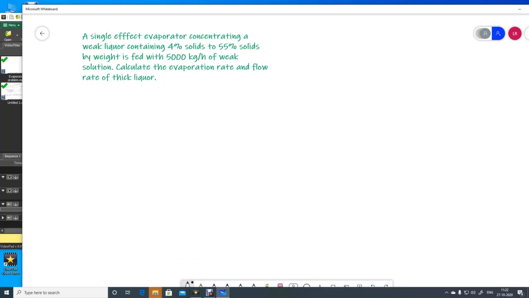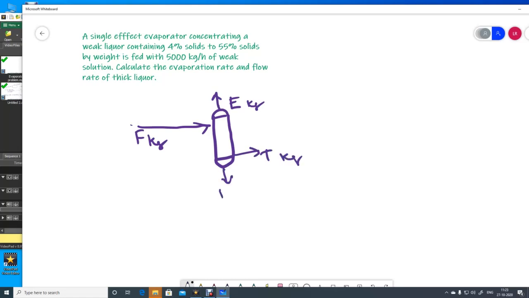We have a feed stream. We have evaporate E kg. Let feed be F kg. We have mother liquor or thick liquor T kg, and if there is any precipitate, P kg will be there. In this problem there is no precipitate formation, so P is equal to 0. We have a basis given in the question itself, 5000 kg per hour. So basis is F equal to 5000 kg per hour.